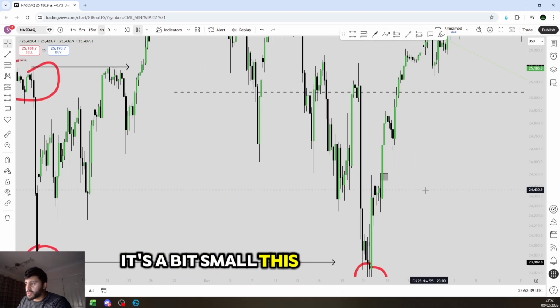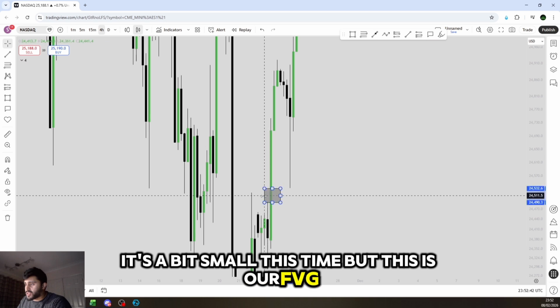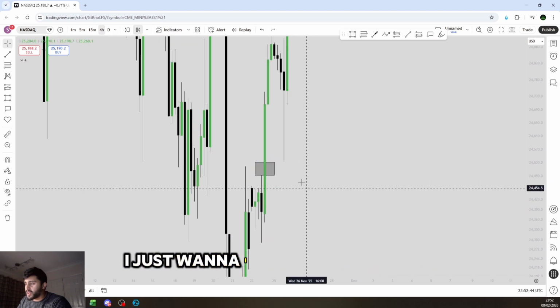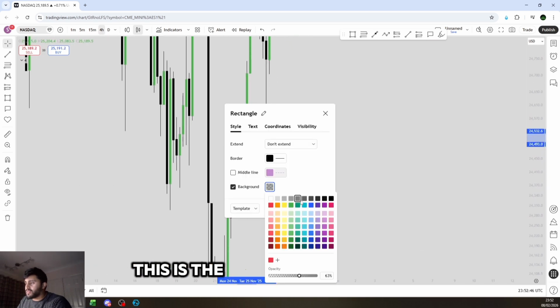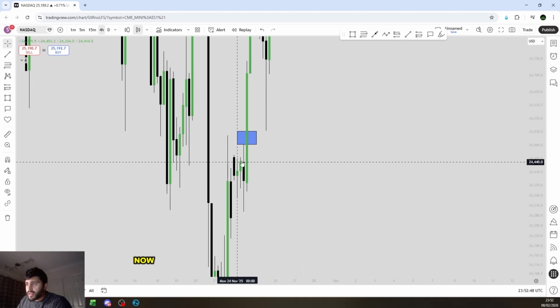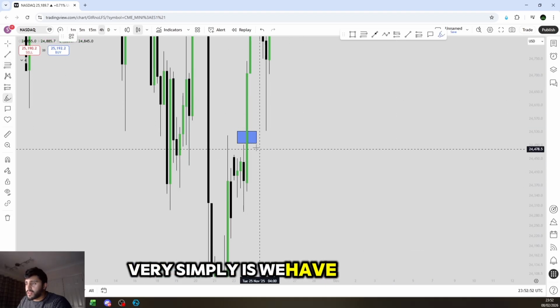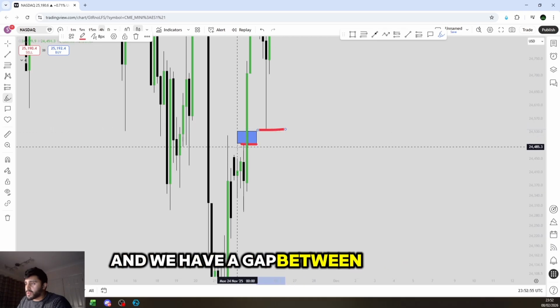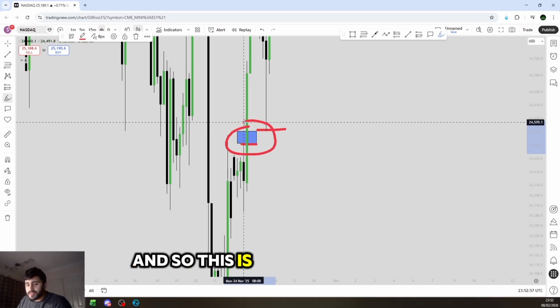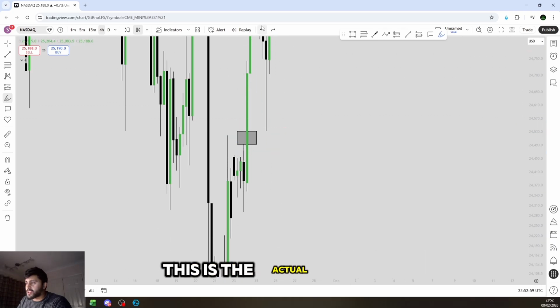It's a bit small this time, but this is our FVG. So I get lots of questions about this, so I just want to clarify this. This is the fair value gap in blue. Now, what makes this a fair value gap? Very simply, we have a gap here, and we have a gap between this wick and this wick. And so this is the fair value gap, all right? This is the actual zone.